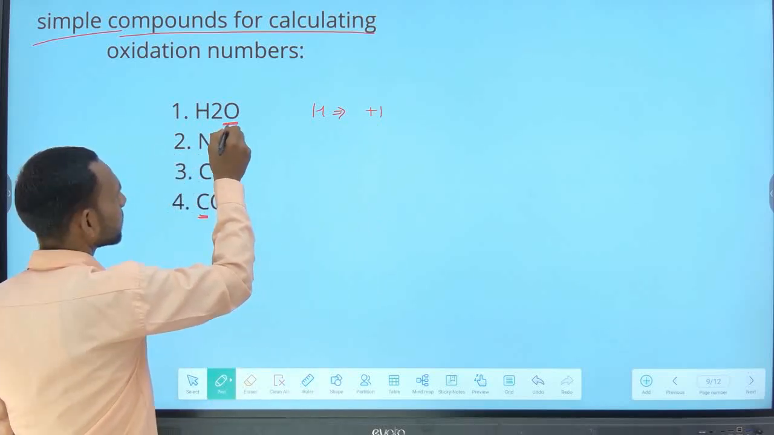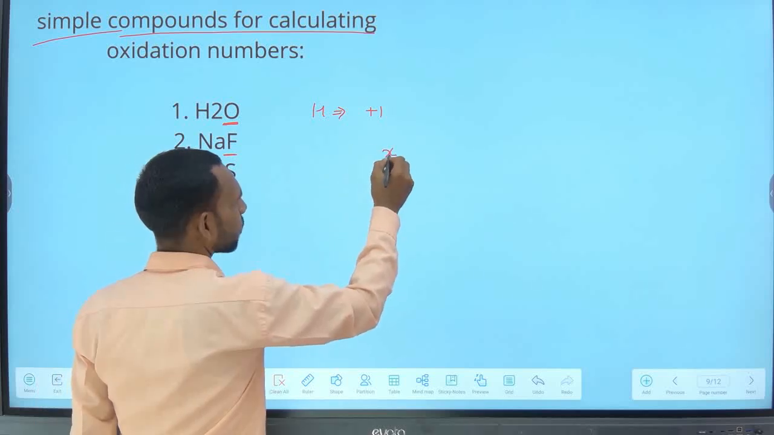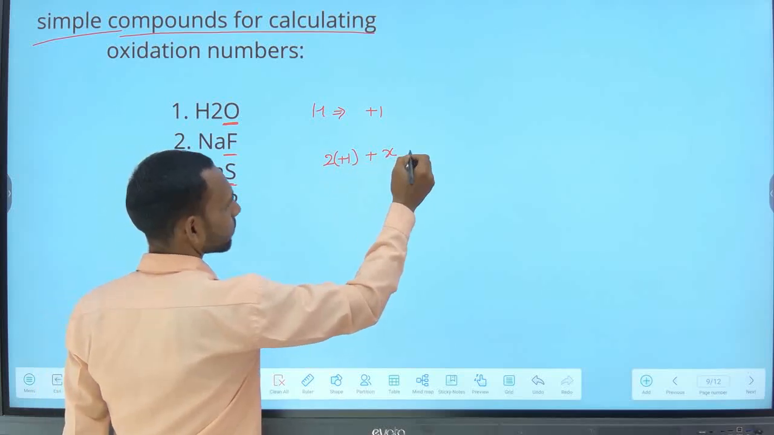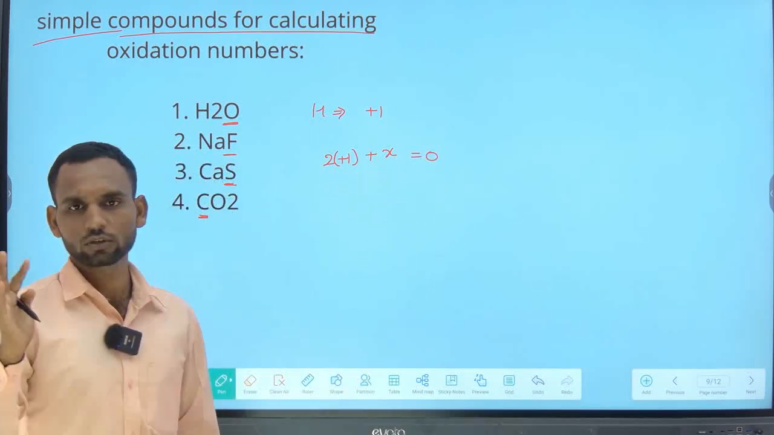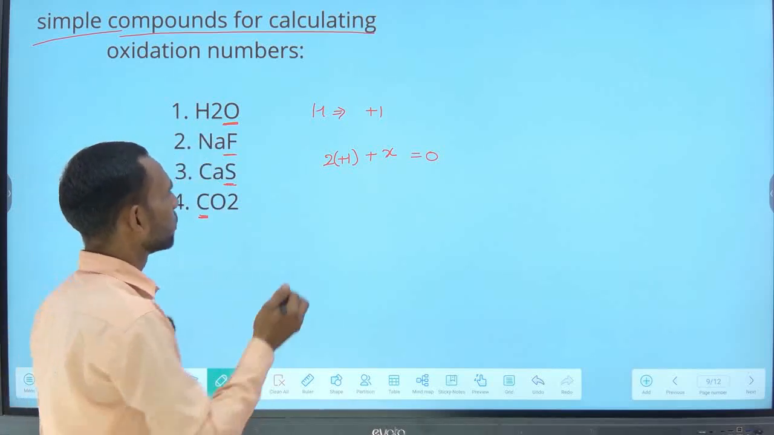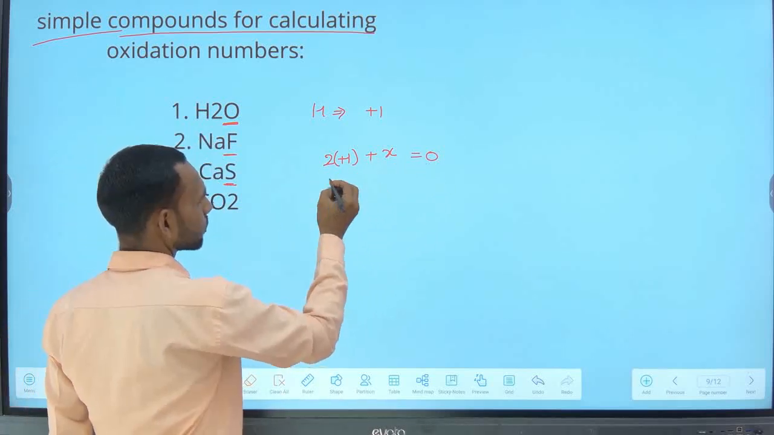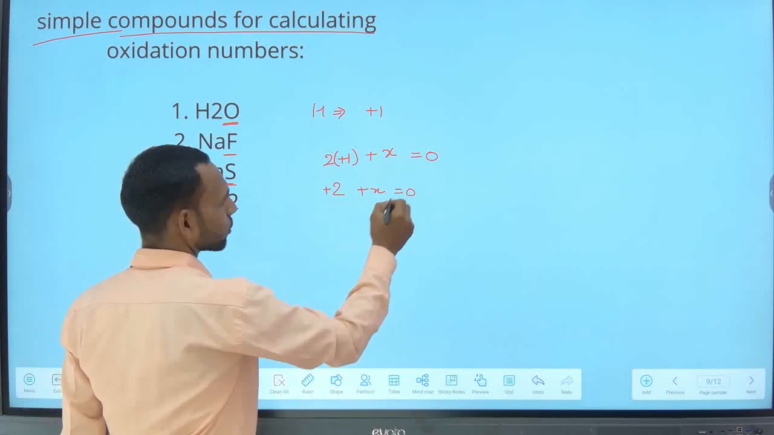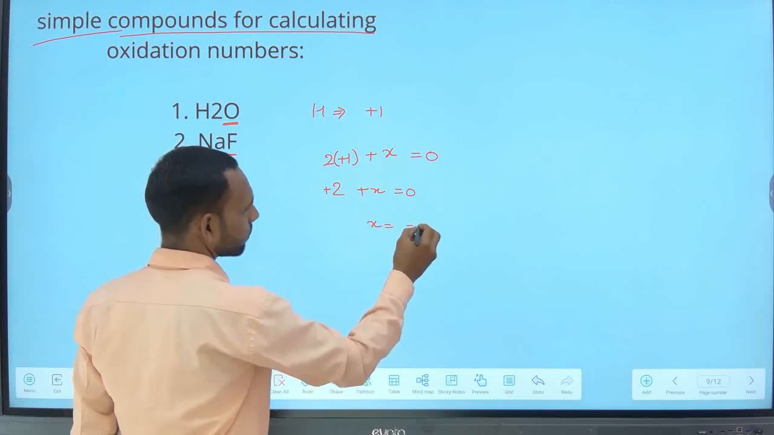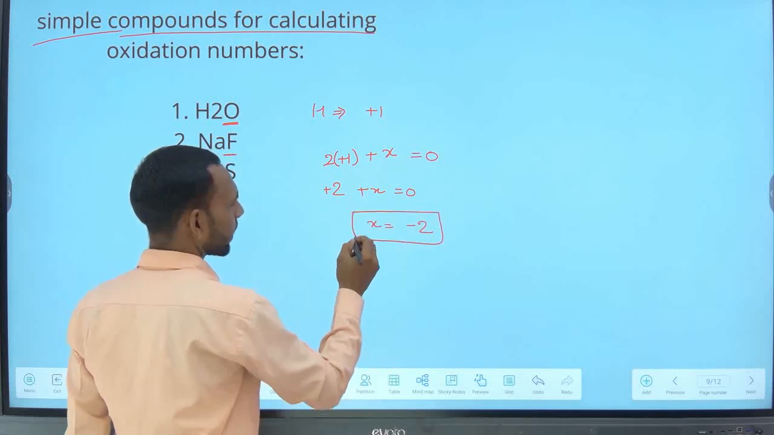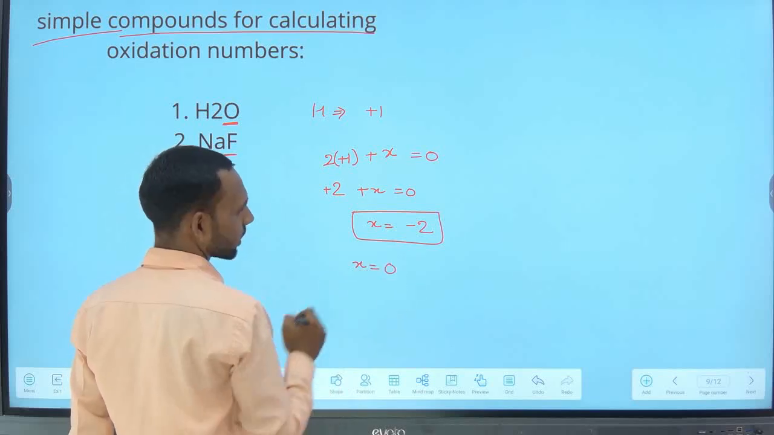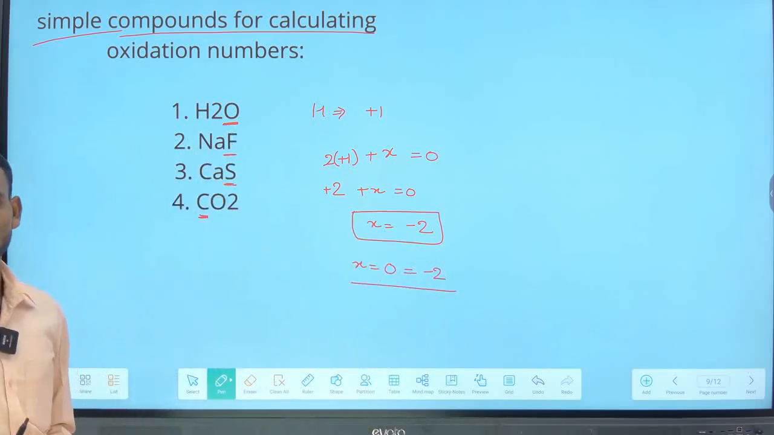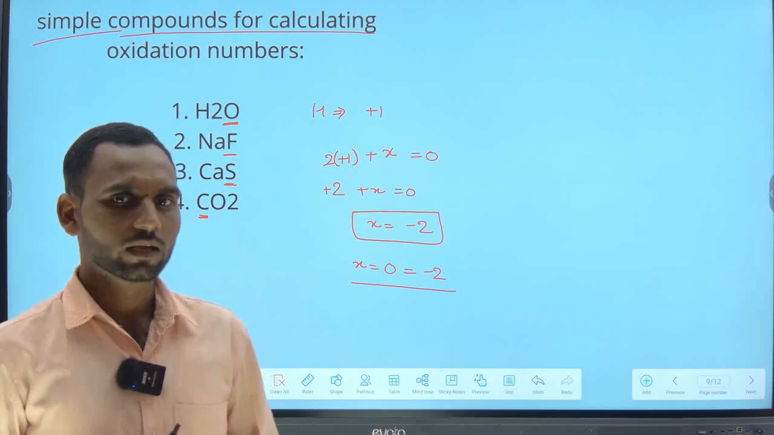Calculating the oxygen oxidation state in H2O: suppose oxygen is X, hydrogen has 2 atoms with oxidation state +1, and the total equals 0 because there is no charge on the molecule. So 2 × (+1) + X equals 0. X equals -2, where X is oxygen. This means that oxygen has the -2 oxidation state in this compound.